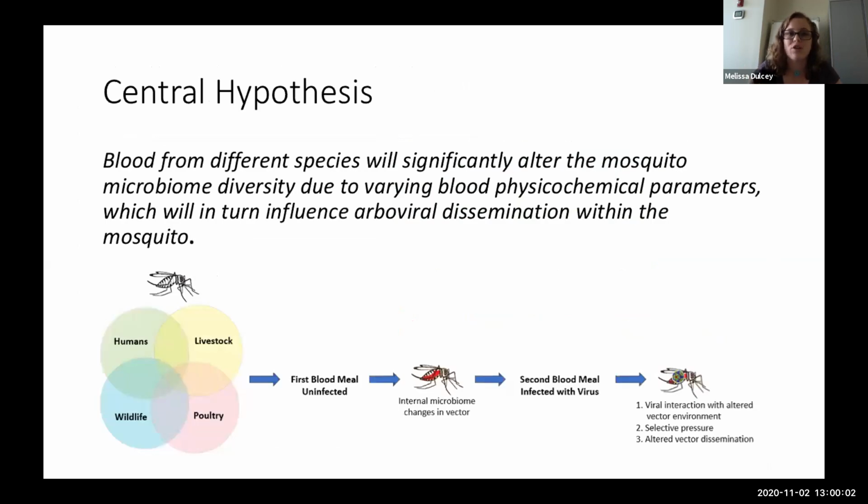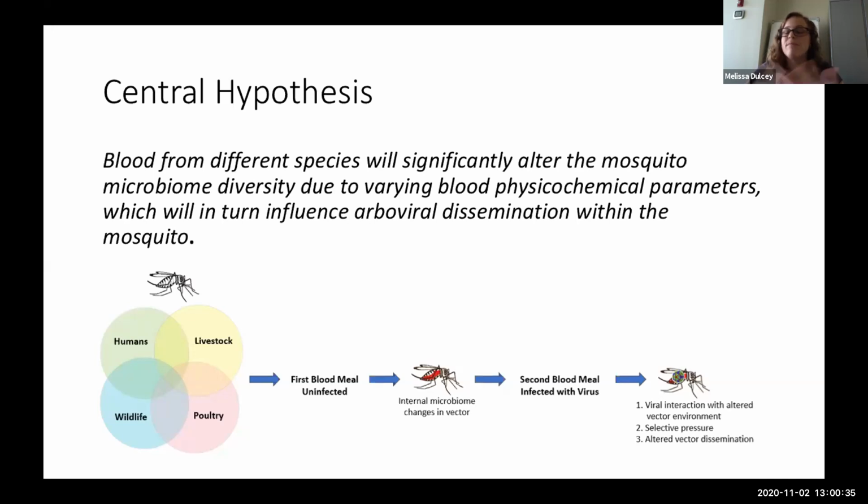So our overall central hypothesis is that blood from different species will alter the mosquito microbiome, and this will be due to different physiochemical parameters, or what's in the blood specifically, and that this will also influence arboviral dissemination within the mosquito. And below is a theoretical framework of what the research is about. So we have an Aedes aegypti mosquito that's in proximity to humans, which it predominantly feeds on, but they are known to feed on other species.